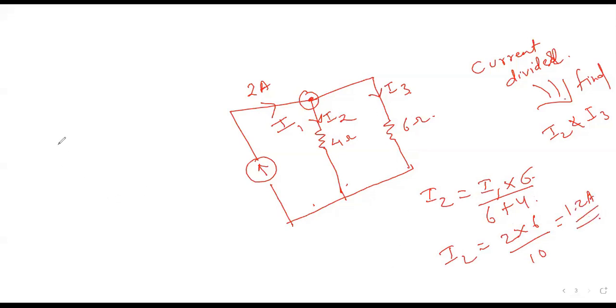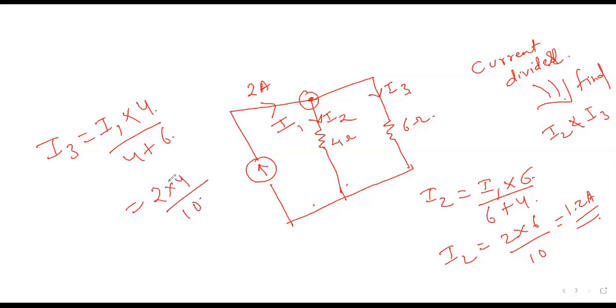Now when you talk about I3, it should be total current multiplied by resistance of the opposite branch, that is 4 ohms, upon total resistance, that is 4 plus 6. So with I1 as 2, this is 2 into 4 upon 10, so 8 by 10. So I3 came out to be 0.8 amps.